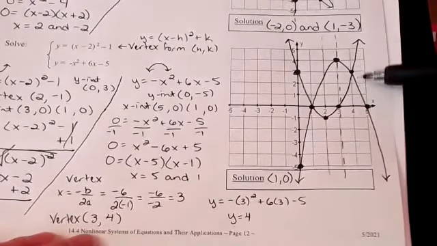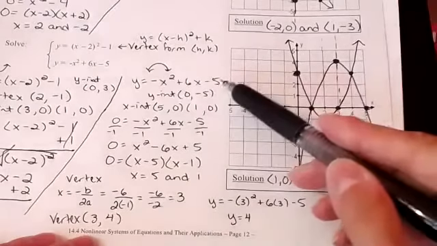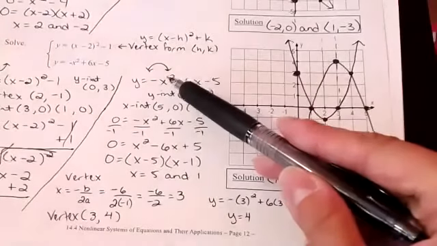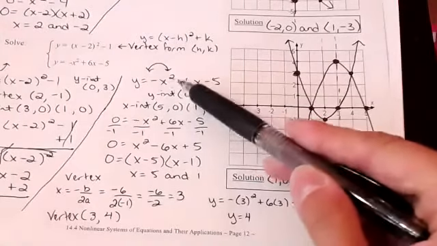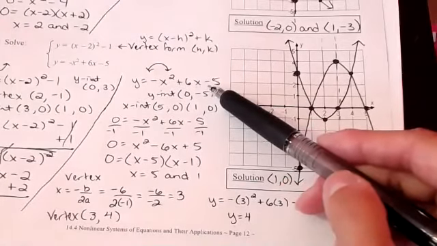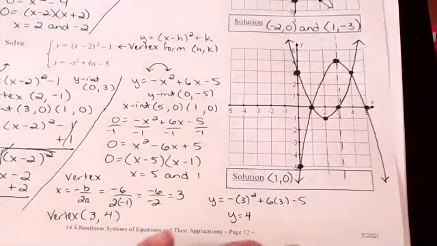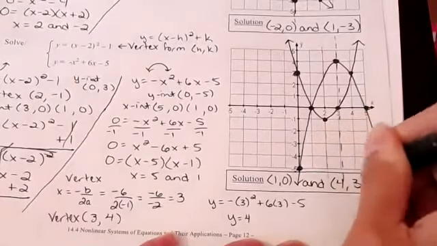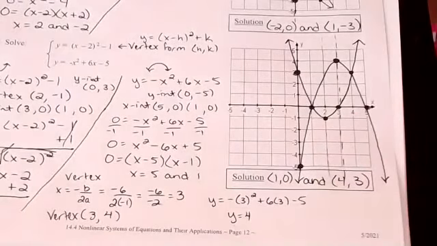So when I take x as 4 and I plug it in, I want to check to see that I'm getting 3 as a solution. So we have negative 4 squared plus 6 times 4 minus 5, and it does give me a 3. So (4, 3) is my solution.